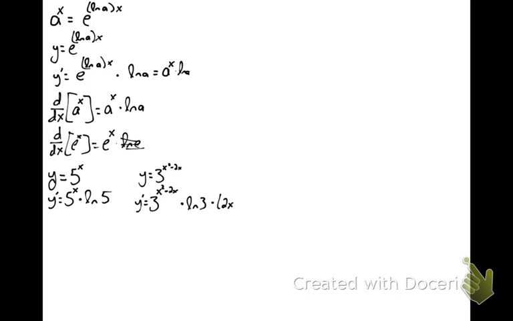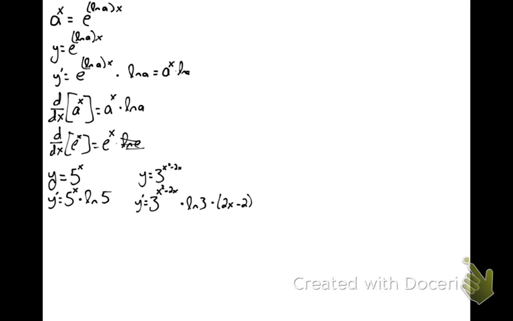Let's do 3 examples. Let's find the derivative of y equals 5 to the x. Well, by our rule, this is just itself times the natural log of the base, in this case 5. Second example, if y equals 3 to the x squared minus 2x power. Well, the derivative is itself, so 3 to the x squared minus 2x, times the natural log of the base, which is 3, and now we've got to invoke the chain rule, which is the derivative of the exponent, which would be 2x minus 2. Right? Can't forget the chain rule.